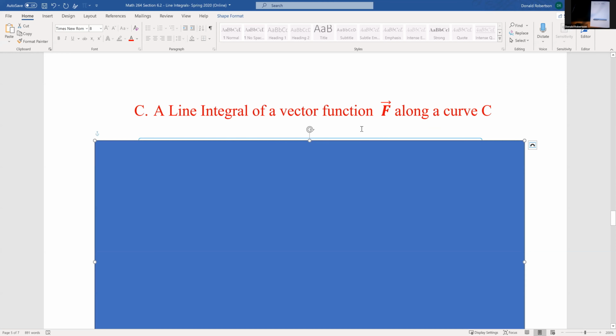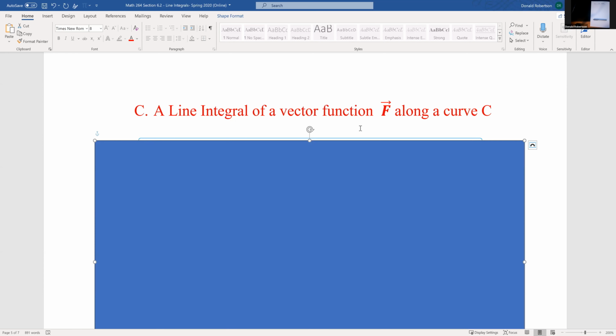Right now, we haven't given you much in the way of practical reasons for why you would want to find a line integral. We're going to look at, in particular, a line integral of a vector function F along some curve C. Those line integrals where you've got a vector function and a curve, what you very often are going to be finding are things like the total work that you would do if you were moving along that curve C.